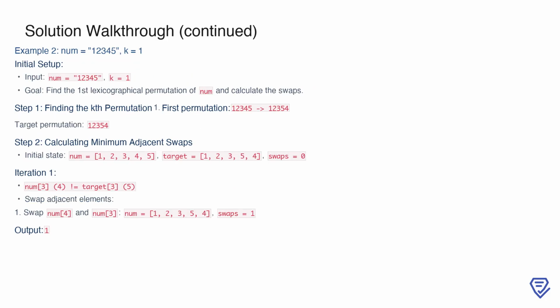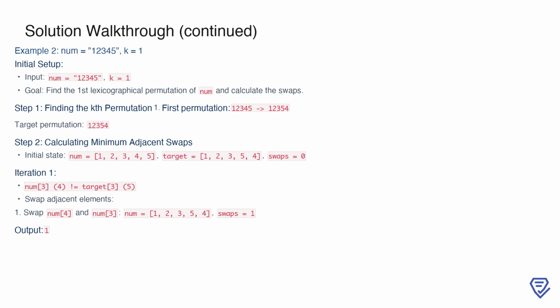In this simpler example, the input number is 12,345, and we need to find the first lexicographical permutation, which is just the next permutation of the number. Using the next_permutation function, we find that the target permutation is 12,354. To calculate the minimum adjacent swaps required, we compare the original array 1, 2, 3, 4, 5 with the target array 1, 2, 3, 5, 4.